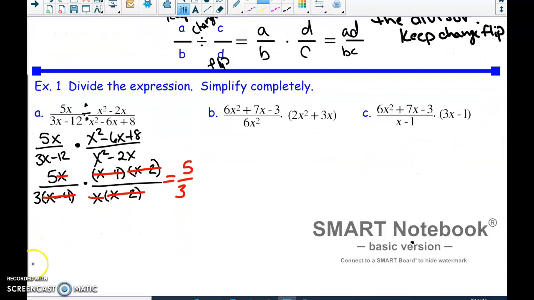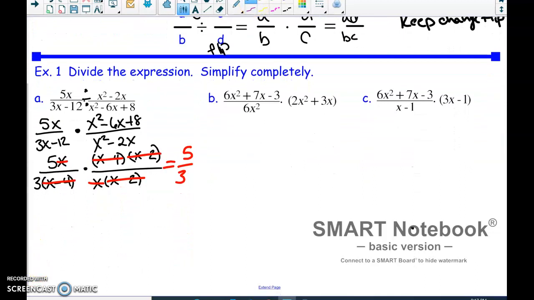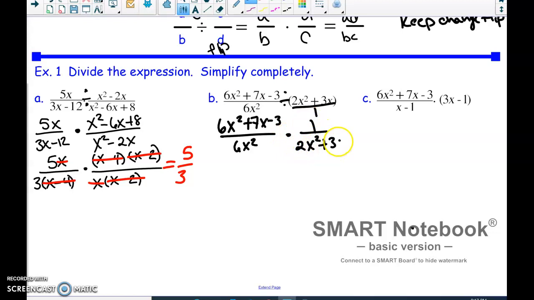Alrighty, so let's continue doing that same process for example 2. So again, we need to change that multiplication to division right there. The first thing I'm going to do is write my first expression: 6x squared plus 7x minus 3 over 6x squared. Again, this would be over 1, so I'm going to say 1 over 2x squared plus 3x.